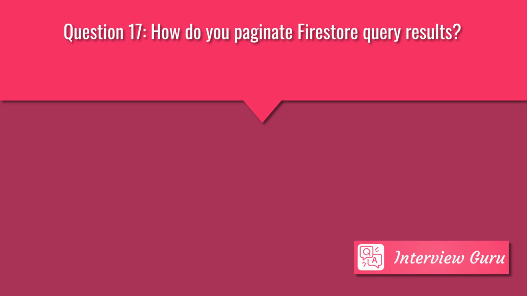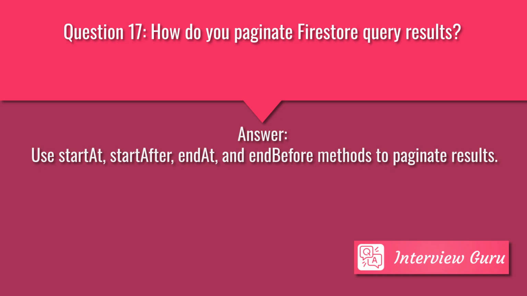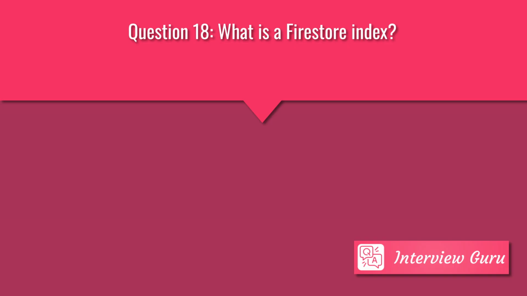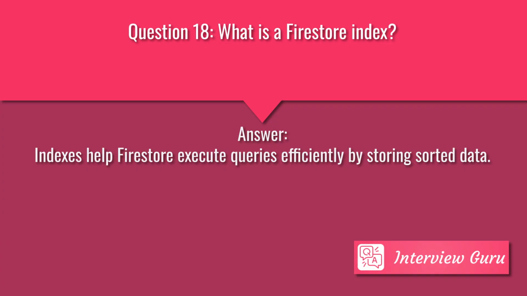Question 17. How do you paginate Firestore query results? Use start at, start after, end at, and end before methods to paginate results. Question 18. What is a Firestore index? Indexes help Firestore execute queries efficiently by storing sorted data.